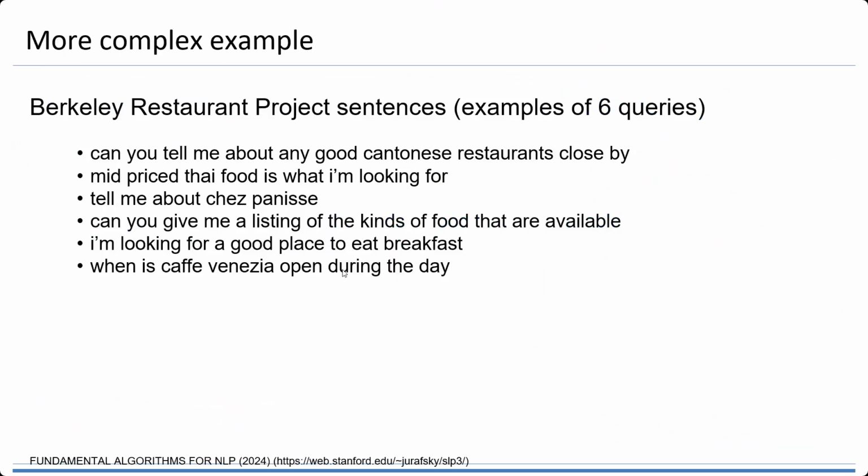So there is a more complex example. It is a good example given in some of the lecture notes. It is called the Berkeley Restaurant Project. In this Berkeley Restaurant Project, they get reviews from the customers, and the restaurant collects all those data and puts them in as the training data. So for example, this is the first review: Can you tell me about any good Cantonese restaurants close by?